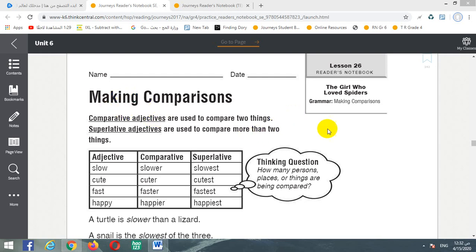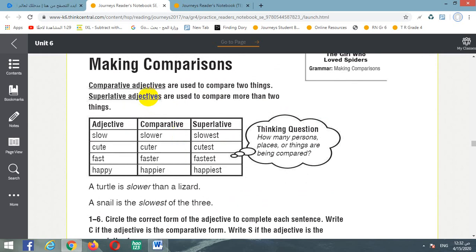Today's lesson is about comparisons. I think it isn't new. I have explained it before, and it's a very easy lesson. Let's start making comparisons. Comparatives are used to compare two things or two people. Okay, two things, two animals, two persons. Anyway, comparative means compare to. Okay?